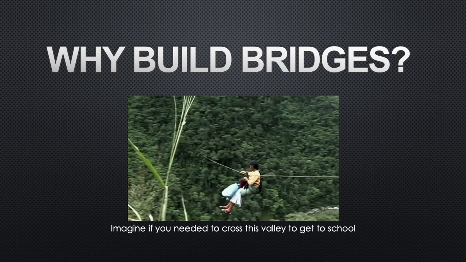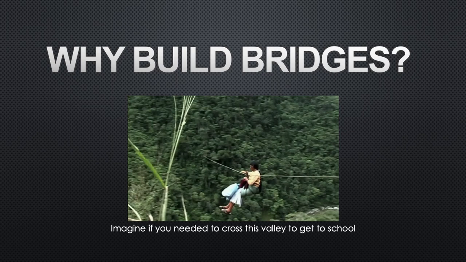So first of all, why do we build bridges? Well, imagine that your school was on the other side of this valley. Now, there are situations where this is a thing, where people live on one side of a valley because there's good farmland, and on the other side is the town and the schools and the other things that people need. So every day, these people, if they want to go sell things or if they want to take their kids to school, have to go on this zip line and use that rope to get to the other side.